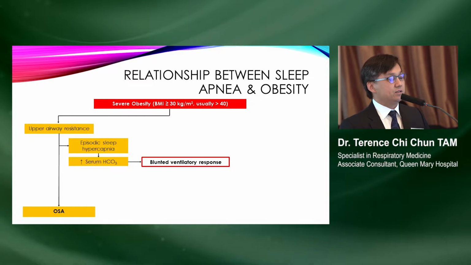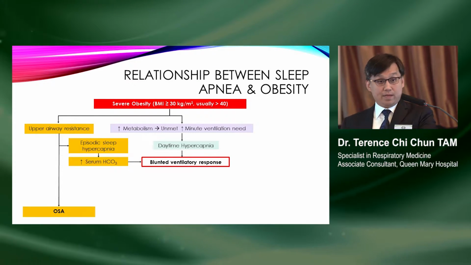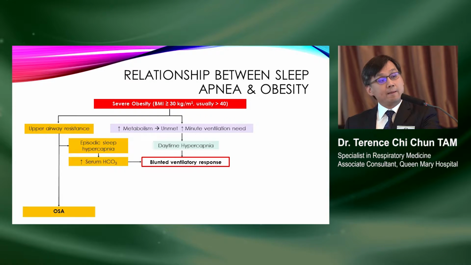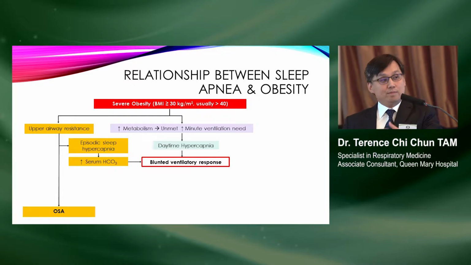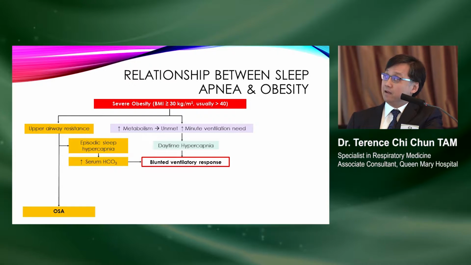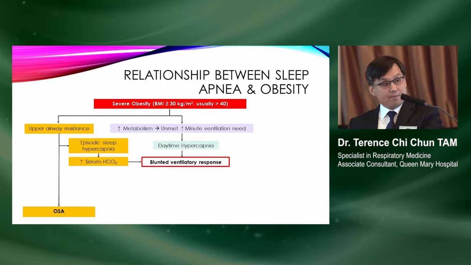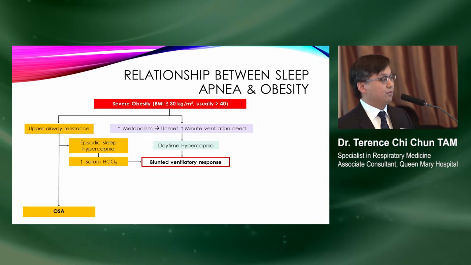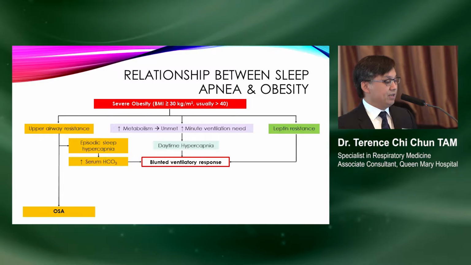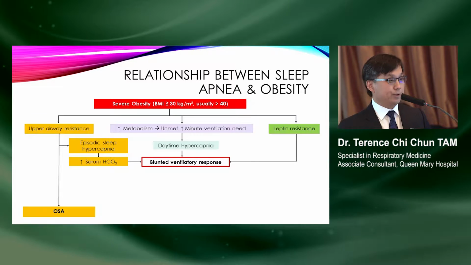In addition, these obese patients, at daytime, because they are obese, also have an increased metabolic rate, where their lungs are not designed to meet this metabolic minute ventilation need. This again leads to daytime hypoxemia and chronic daytime hypercapnia. And finally, we have some understanding now that peripheral leptin resistance also leads to a blunted ventilatory response.